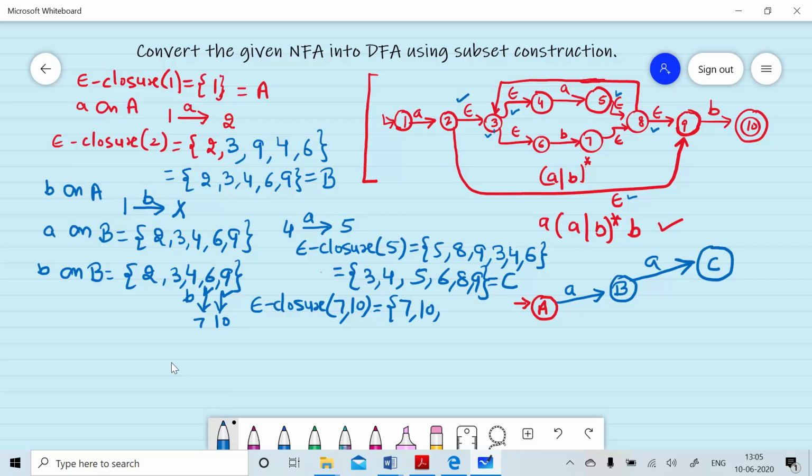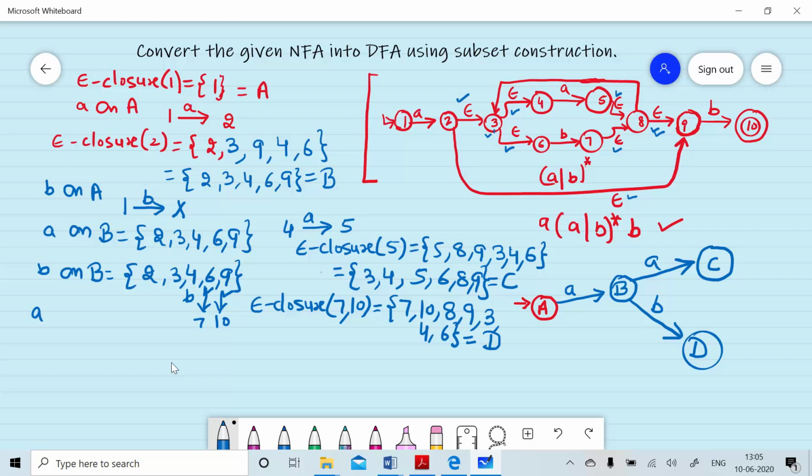From 7, we are moving to 8 using null transition, so we will include 8. From 8, we are moving to 9 using null transition, so we will include 9. From 8, we are moving to state number 3 using null transition, so we will include 3. From state 3, we are moving to state 4 and state number 6 using null transition, so we will include 6. It is a different set from A, B and C. Let's call it set D. So on reading of B on B, we will move to state D.